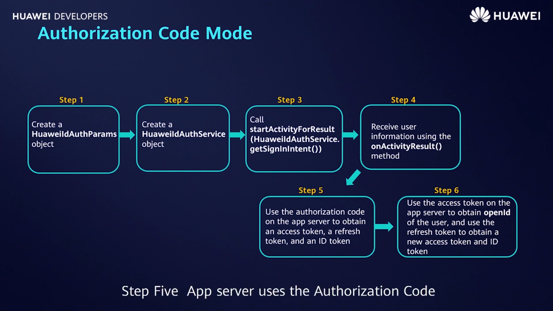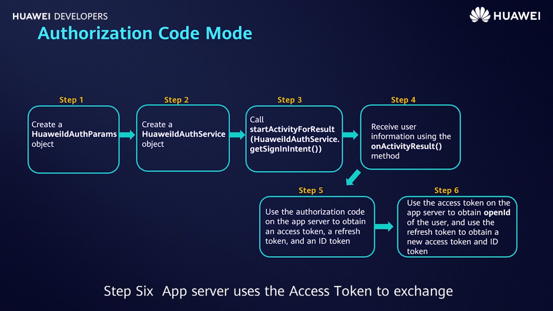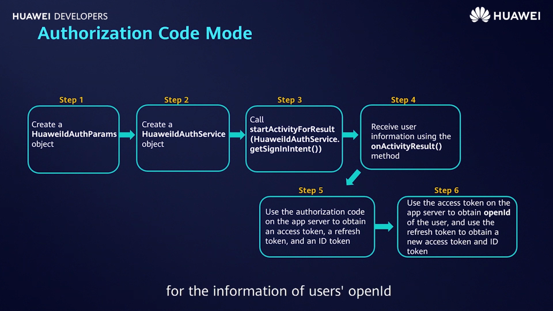Step 5. The app server uses the authorization code to exchange for the access token, refresh token, and ID token. Step 6. The app server uses the access token to exchange for the user's open ID. After the access token expires, use the refresh token to exchange for a new access token and ID token.